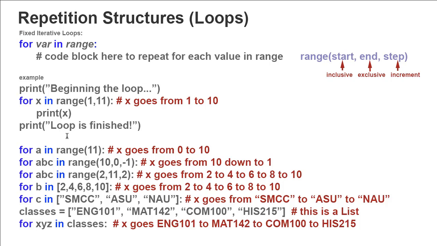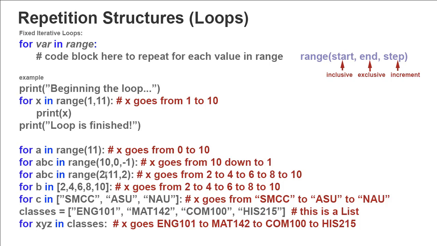Now there are several variations of this. If I just put a number in the range, it's going to go from 0 to that number with that number being exclusive. So range 11 would go from 0 to 10. That'd be the value of A. We could do ABC in range from 10 to 0 minus 1, one I mentioned earlier. Here we're going to step backwards, going from 10 down to 1.